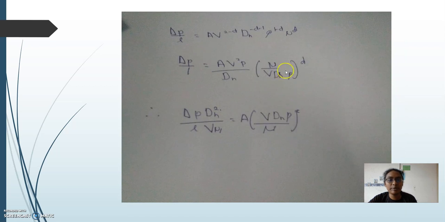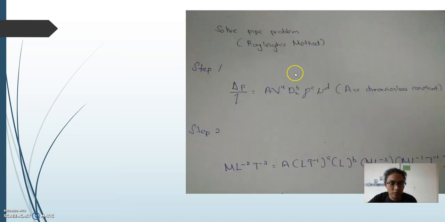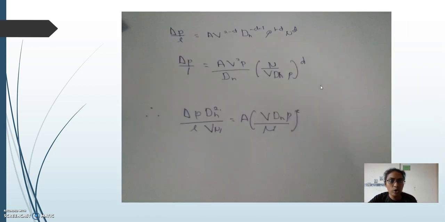Then we substitute back what we found here, and we get the equation that the change in P per L is equal to A V^2 rho over D_H, in brackets mu per V D_H rho, to the power of d. As we know, the constant now is only d, but previously there were a lot of power constants a, b, c, d. Now we only have one constant. So this is what we learn from Buckingham's theory and also Rayleigh's theory.